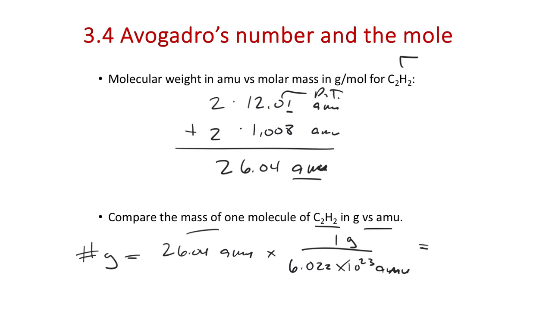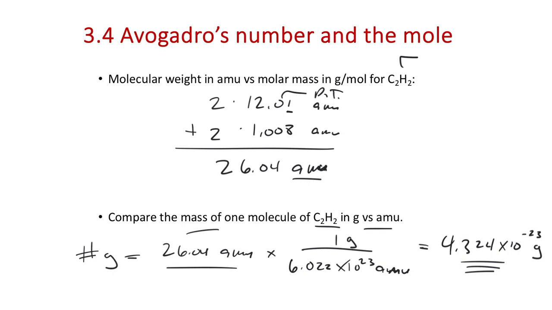So 26.04 is the average atomic weight of a molecule of C2H2 in atomic mass units. If I take 26.04 divided by 6.022 e to the 23, I get 4.324 times 10 to the minus 23 grams. That's pretty small, not much mass at all, but it shows that one molecule's mass is incredibly small. So 26.04 AMU is a whole number size, but that's just the average mass in the AMU scale for the molecule.